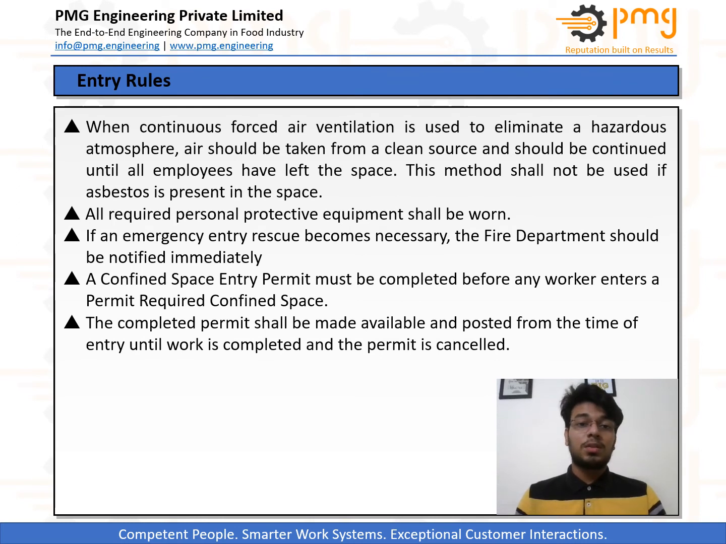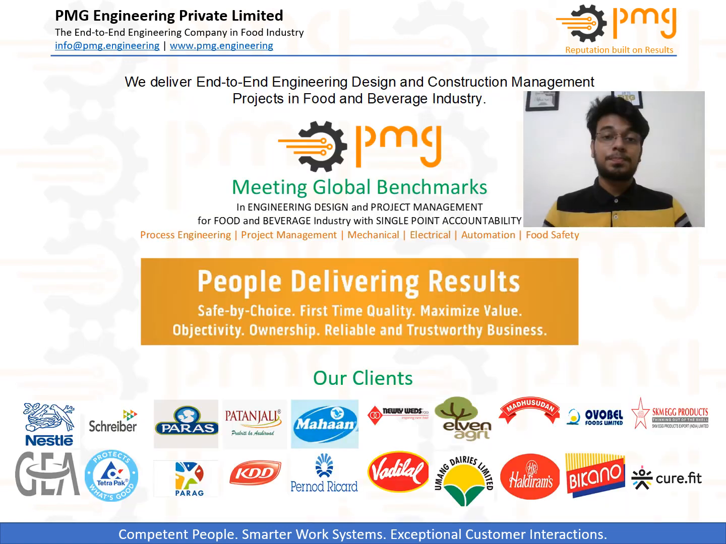Again, continuing with the entry rules, the source for continuous forced air ventilation should be a clean one, and it should be continued until all employees have left the space. However, if asbestos is present in the area, this method should not be followed. All the required personnel should wear PPEs, and in case evacuation becomes necessary, the fire department should be alerted immediately. The management should acquire the permit beforehand, well in advance, before the entrant enters the area.